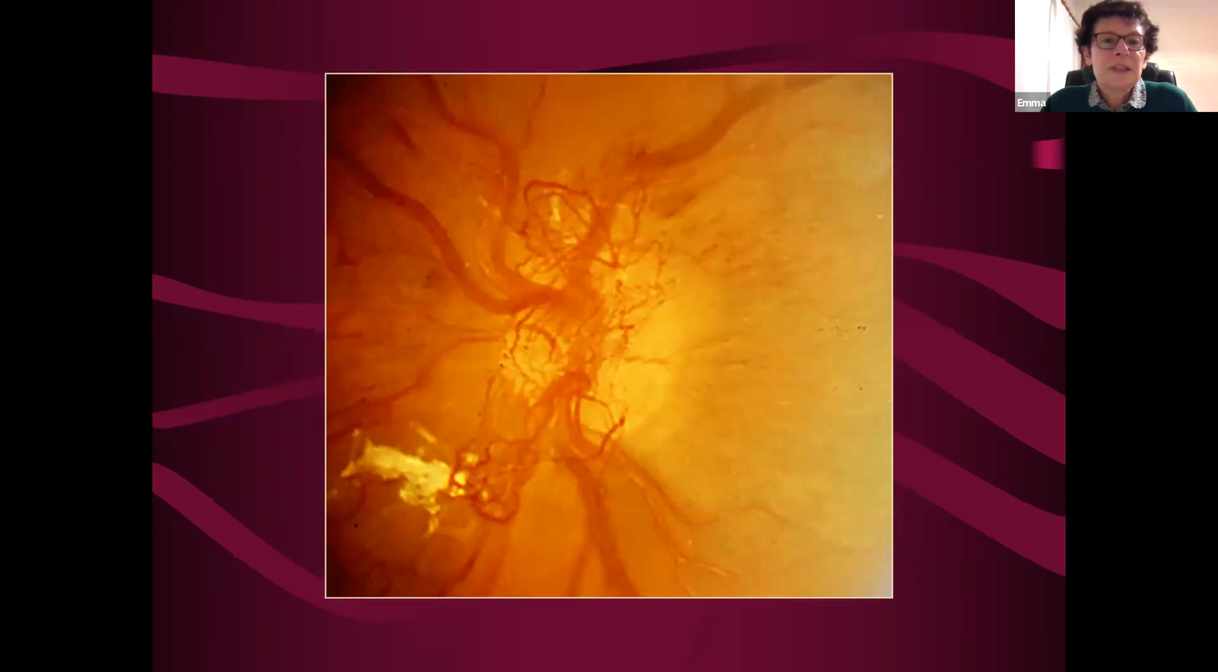So I think we can all see the disc there with lots and lots of vessels coming off it, branching right out into, you can probably see here, out here, even out here, these are all new vessels covering the disc. Very, very significant proliferative retinopathy.